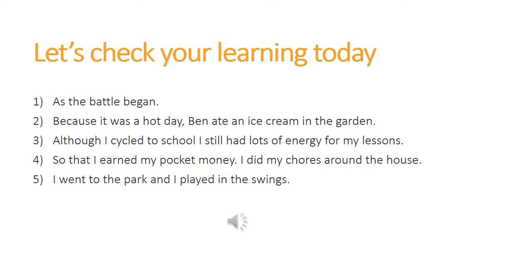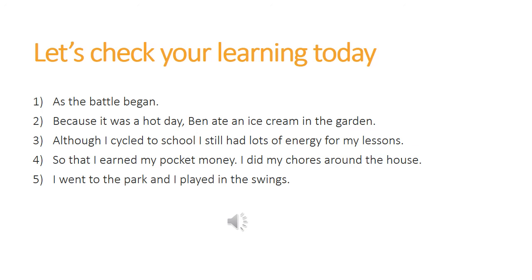Okay, so the correct complex sentence is sentence number 2. Number 2 is the only correct one as the main and subordinate clause have been separated with a comma. The main clause, Ben ate an ice cream in the garden, makes sense on its own. The subordinate clause, because it was a hot day, is not complete, it is dependent on the main clause. But why are the others incorrect?